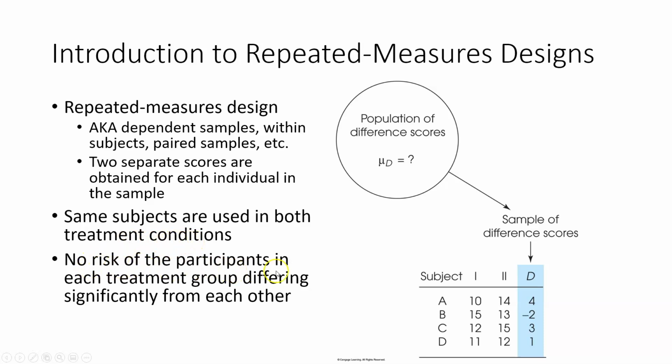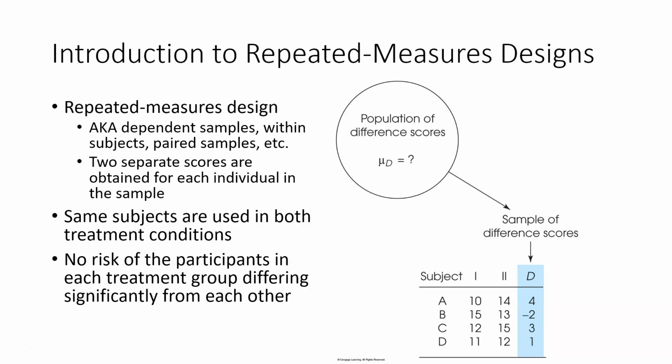There's no risk of the participants in each treatment group differing significantly from each other because they're the same people. This is a fantastic benefit to a repeated measures design above and beyond what we learned about in the last module, the independent measures design, where the measures were given for two independent groups who were not related to each other. In those groups, we recognized that there would be some variability just because the people in the two groups are not the same as each other.